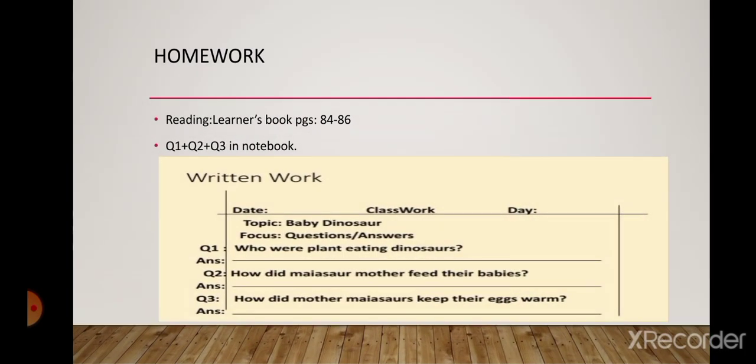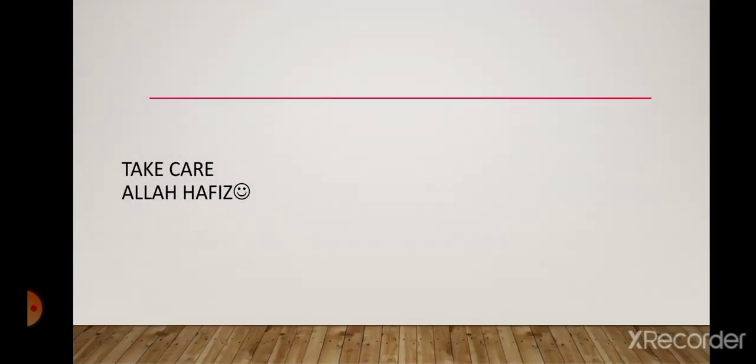So today's task is that you have to do reading from Learner's Book page 84 to 86, and then you will do questions number 1, 2 and 3 in your English language notebook. Remember that written work should be neatly done. So this was the end of the tutorial.